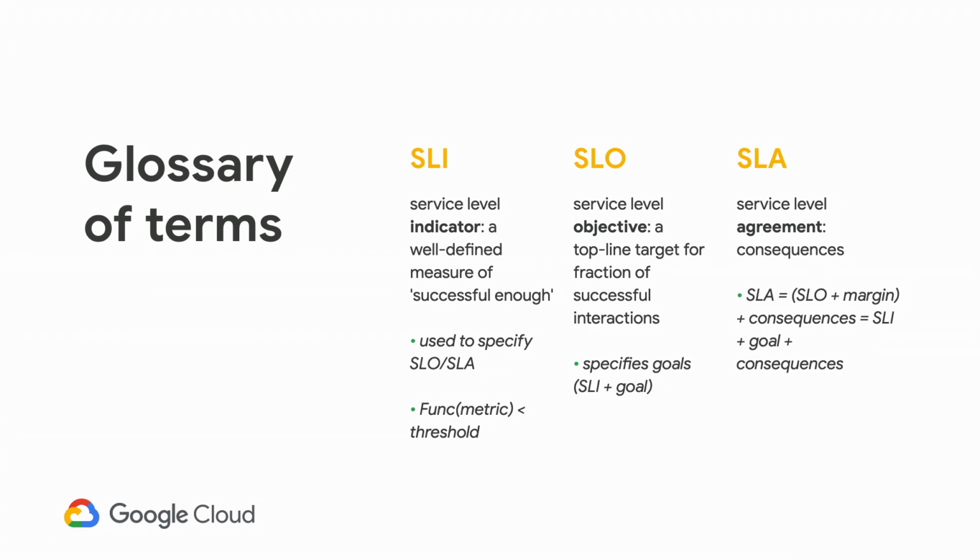The SLO is the goal for the aggregate of the SLI over a window of time, and it is the mathematical bound of the error budget. It says, over this window of time, this is my target, and the amount by which I exceed the target is the remaining budget. So the SLA is mostly relevant to a business. It defines what you're willing to do, such as refunding money if you fail to meet your SLOs.